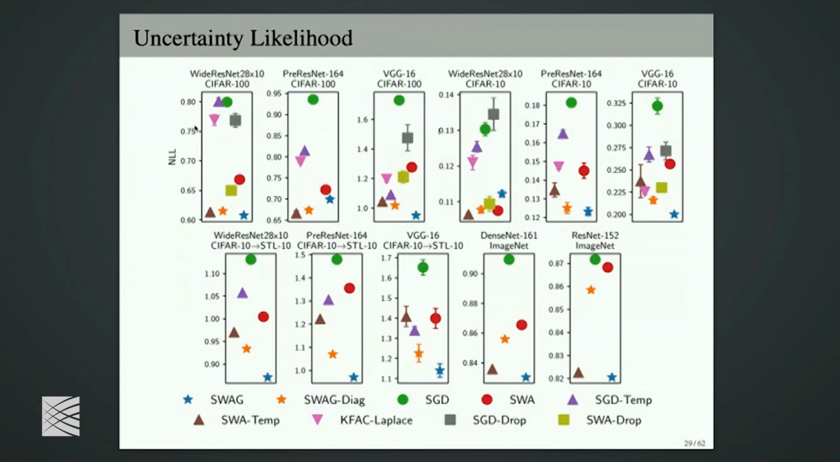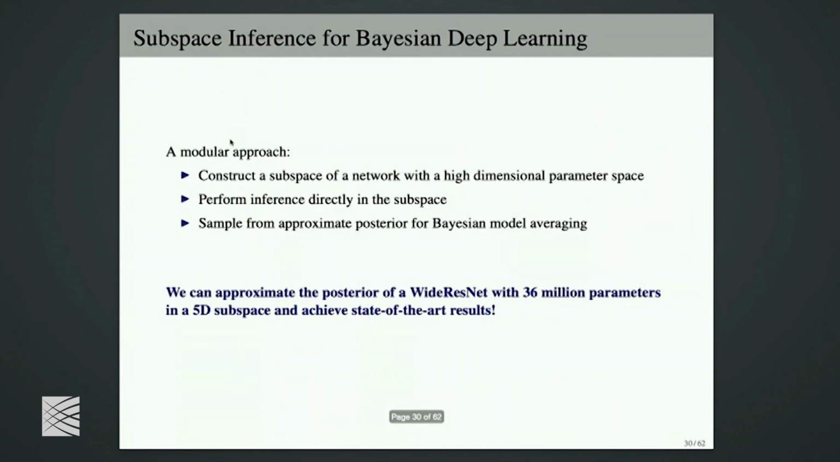We can also look at test likelihoods for all sorts of different problems. And again, we found that the SWAG procedure generally performed best and often better than MC dropout and always better than just standard SGD training. We also saw that just doing regular SWA averaging helped a little bit with calibration and some of these things.